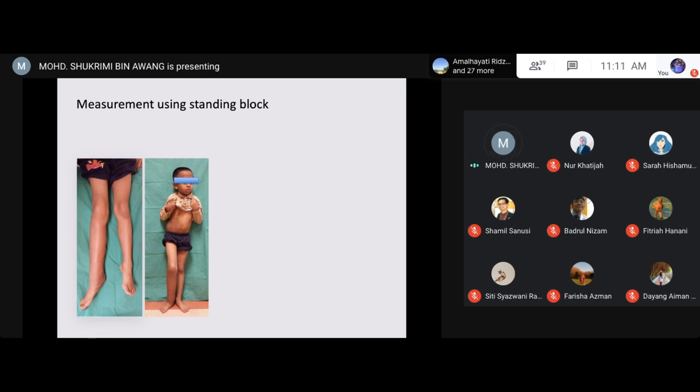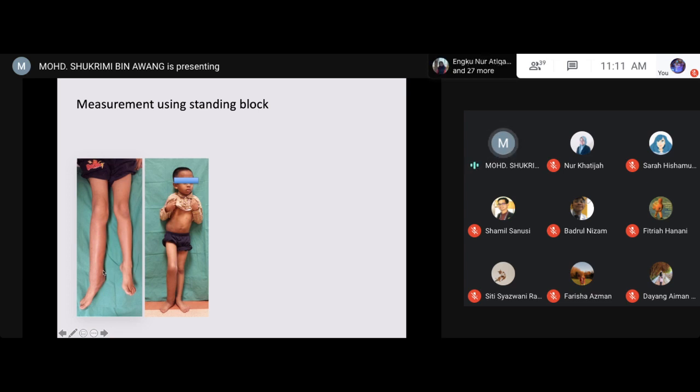So if you measure using a tape measure from the ASIS to the medial malleolus, you may not get an accurate measurement. Why? One, because you may not be able to palpate the medial malleolus on the abnormal side, just like the normal side, because the leg is hypertrophic. You can't really appreciate where the bone is.